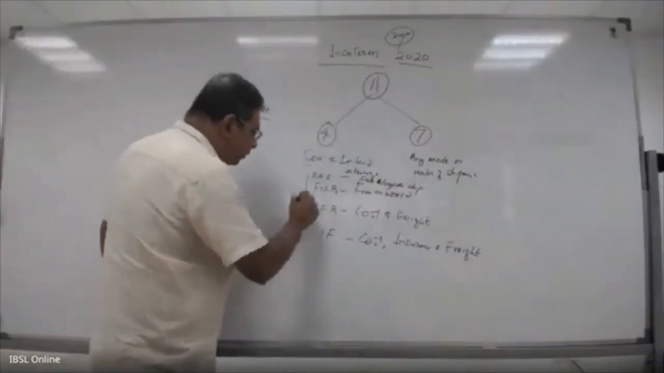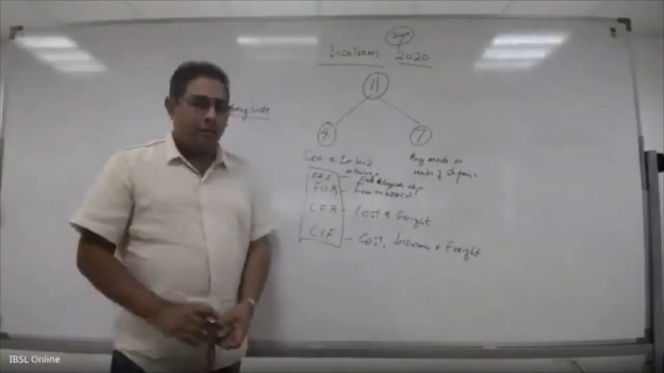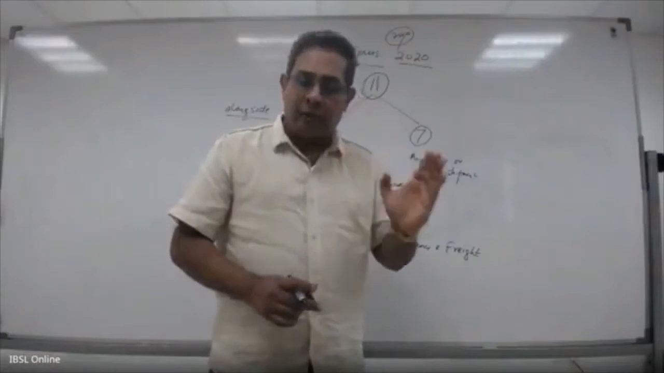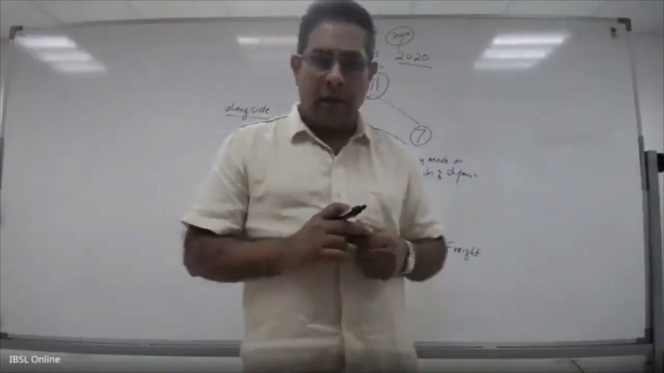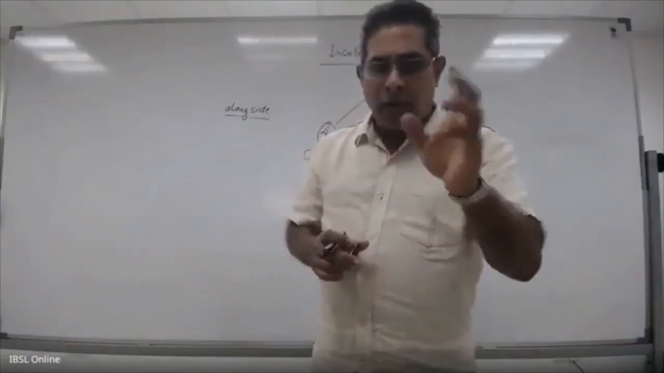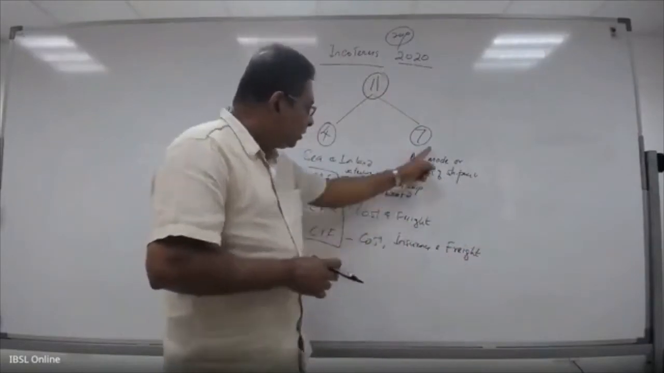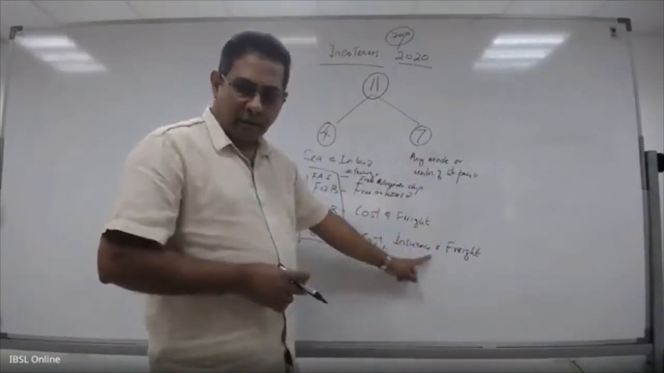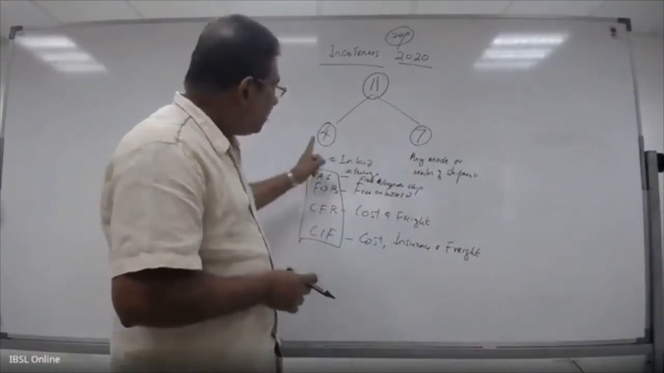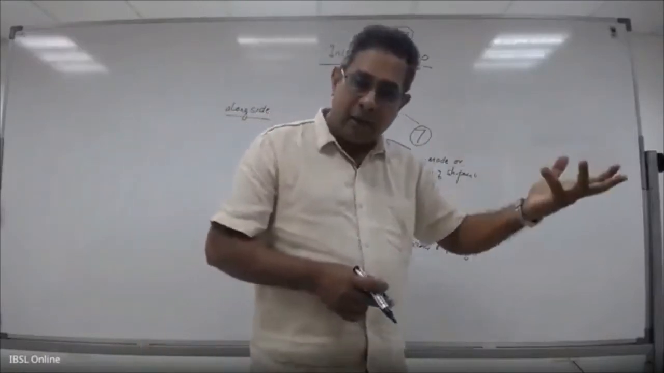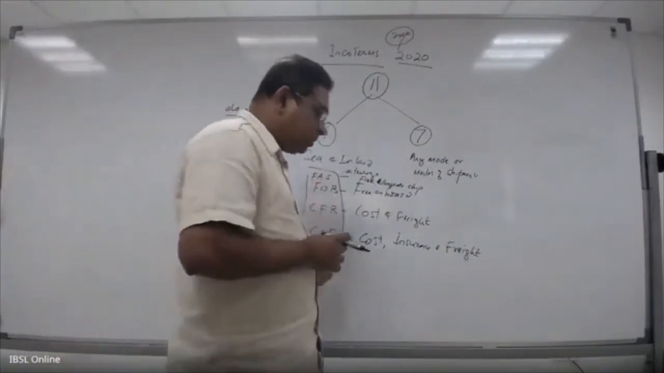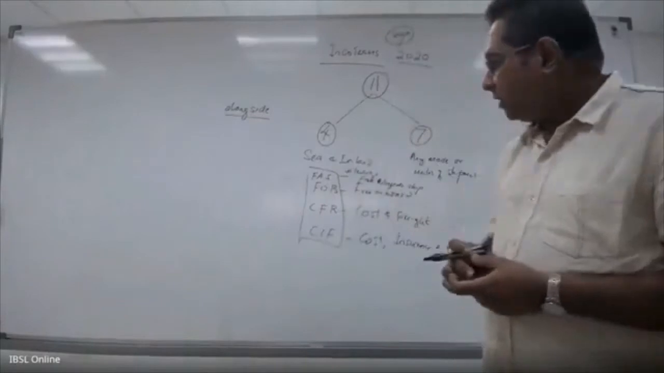So you have to remember these four incoterms by heart. FAS, FOB, CFR and CIF could be used only for sea and inland waterways. If there's a shipment carrying goods from port to port, Mumbai to Colombo, you cannot use the seven incoterms that I'm going to mention now. You have to choose one of these incoterms, and depending on the responsibilities of the buyer and the seller, they'll come to a compromise. Okay, we'll use FOB, we'll use CFR, like that. Only these four incoterms could be used for sea and inland waterways.